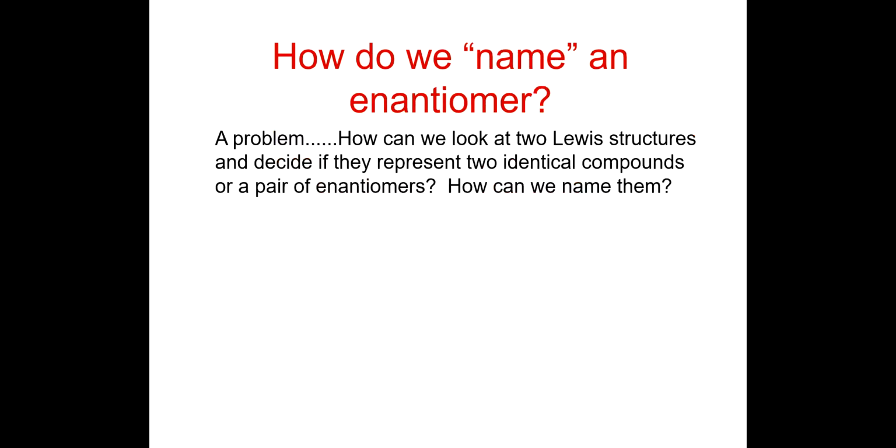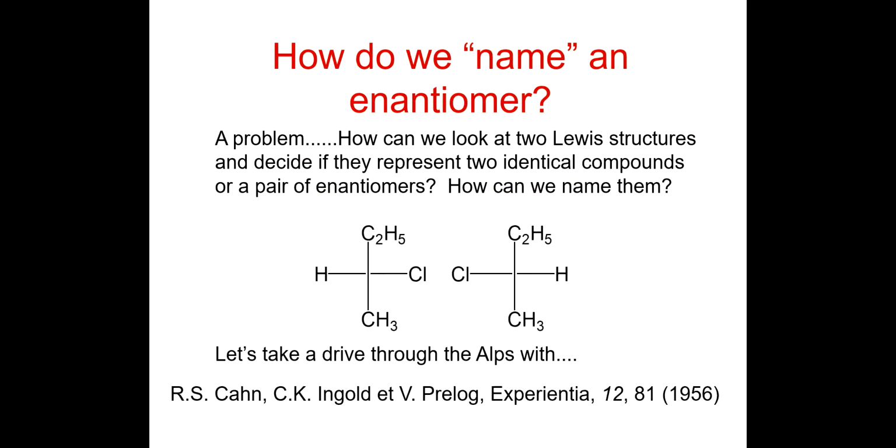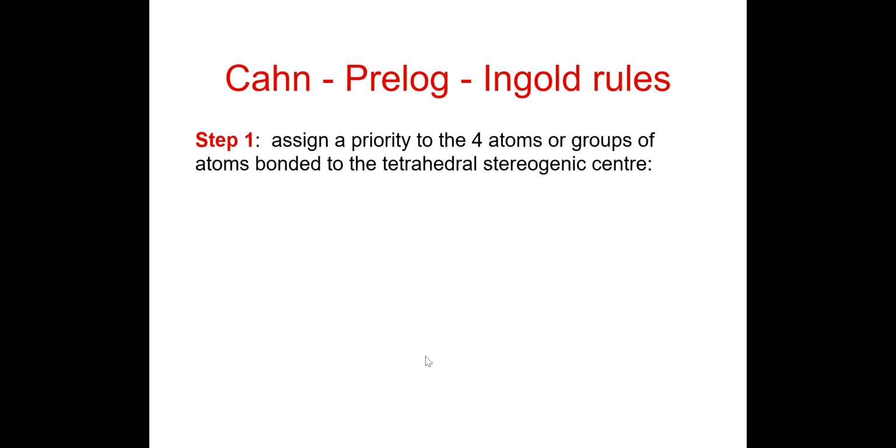Okay. Now, another problem is how do we name an enantiomer? How can we look at two structures and decide if they represent two identical compounds or a pair of enantiomers? How can we name them? The answer to this question actually has a long history. It dates back to 1956 by chemists Cahn, Ingold, and Prelog. It's called the Cahn-Ingold-Prelog rule.